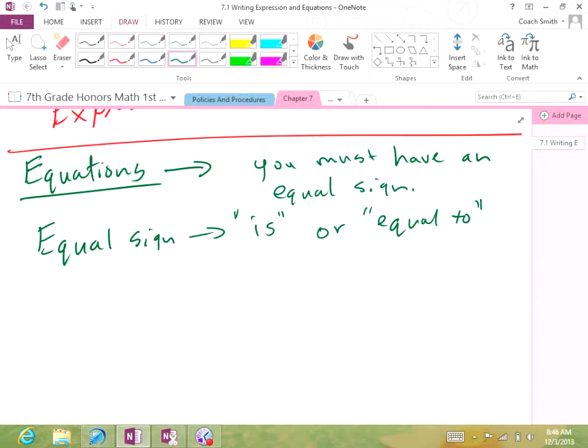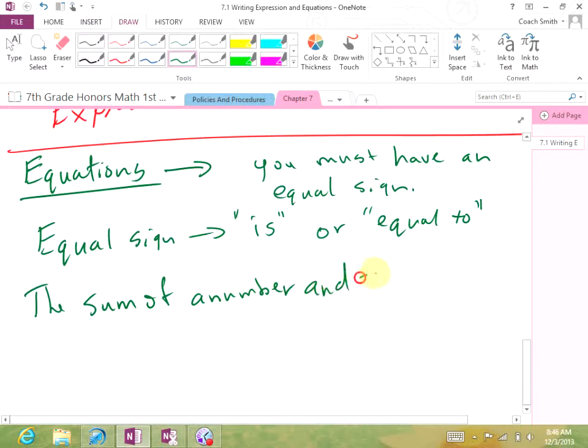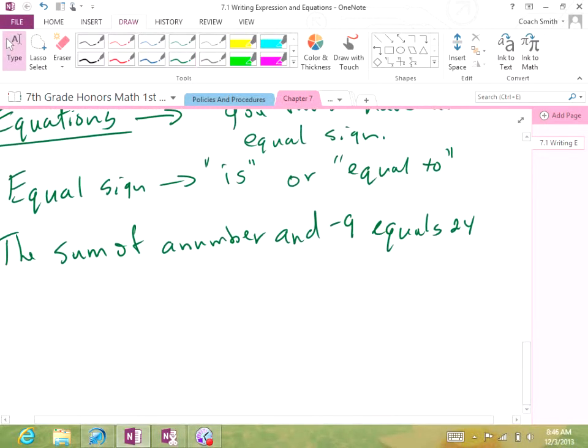So, let's look at the first one. The sum of a number and -9 equals 24. So, my key terms are sum of and equals.